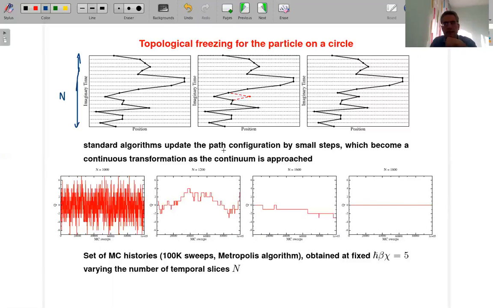And again, in this case, the reason is that you are updating the configuration by small steps. When you approach the continuum limit, the small steps that you can do are smaller and smaller, otherwise the acceptance is low. And if you do small steps, you will not change, for sure, the winding number of the path.